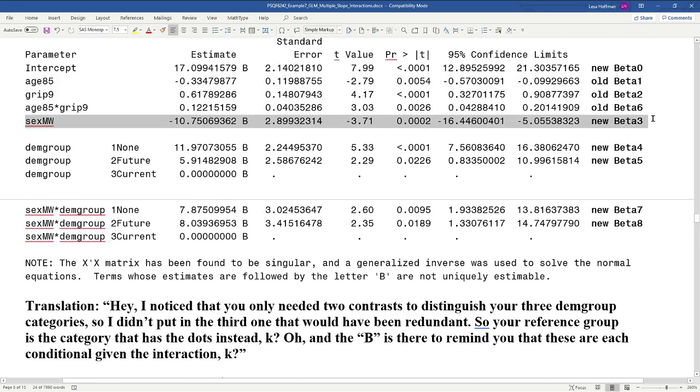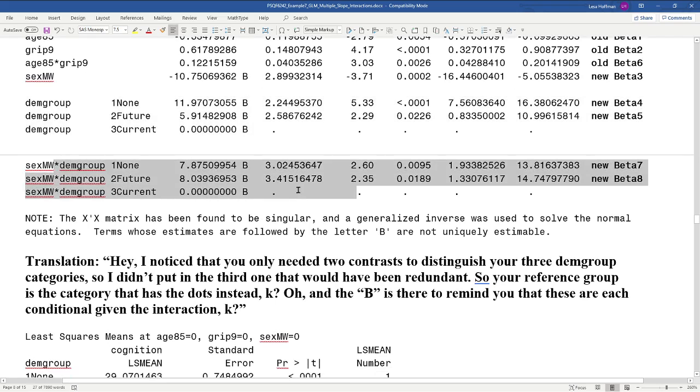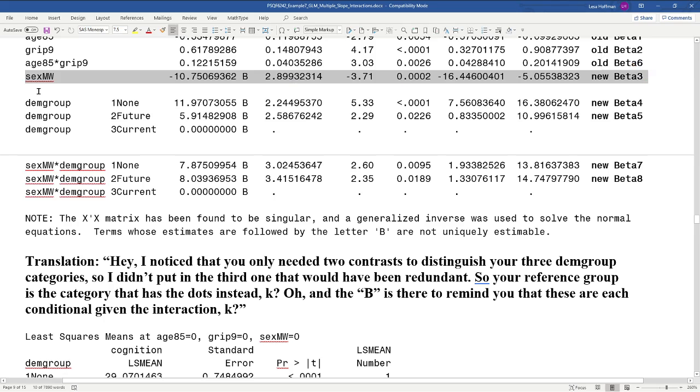Likewise, this gender difference has changed because it is for the current group now instead of the none group. And these dementia group differences are different because they are relative to the current group, and the interaction terms are also different because they are relative to the current group. But within this, we can still go about the same pattern. This is the main effect of sex conditionally in the current group. This interaction term tells us it is less negative by 7 in the none group. And this interaction tells us that the gender difference is less negative, or smaller, by 8 in the future group.